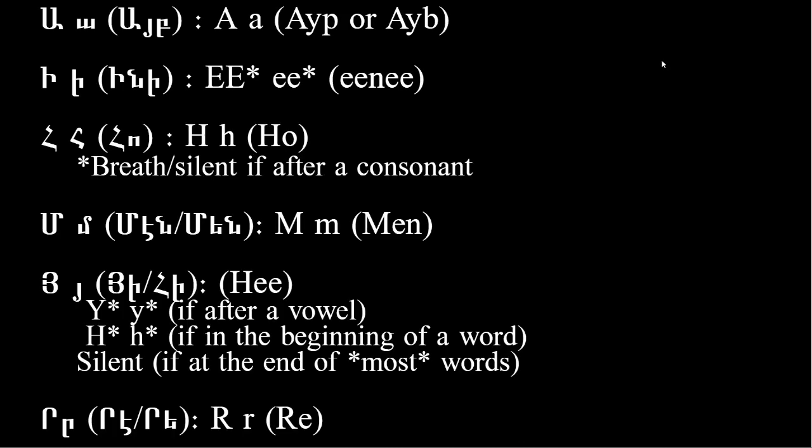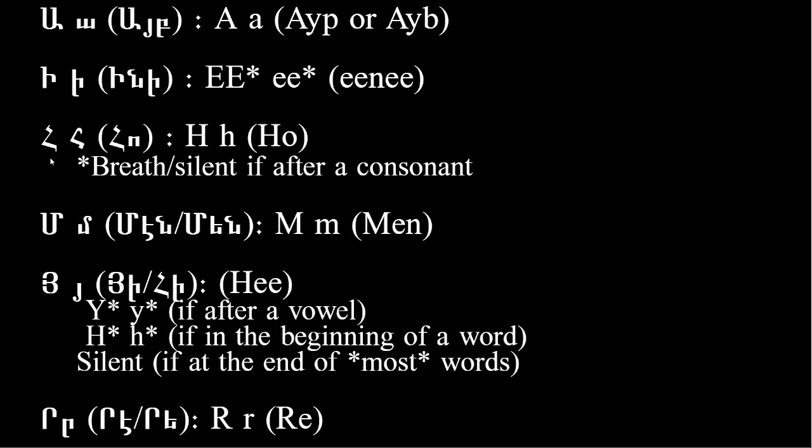Let us proceed. Here are the letters that we've seen so far. The first is Aip, a vowel. This will give you a pure A sound. So it's known as Aip or Ayb, depending on the dialect we're using, which we will talk about hopefully in the next video. The next letter, also a vowel, Ini, which gives an E sound.